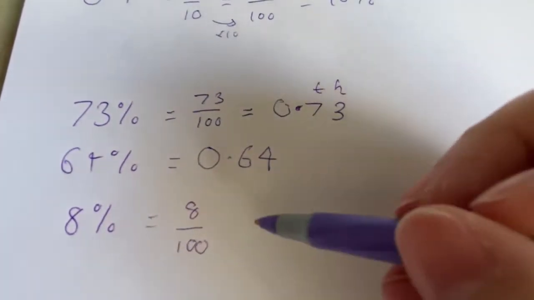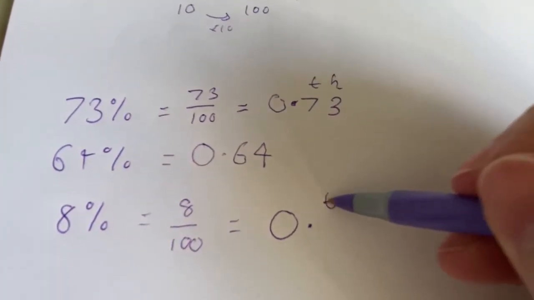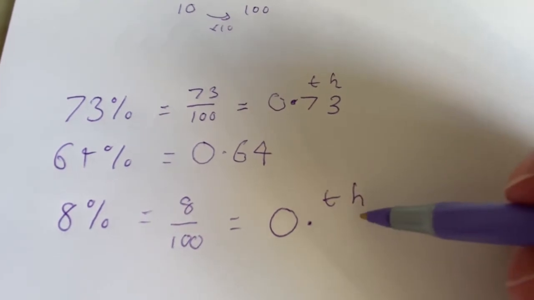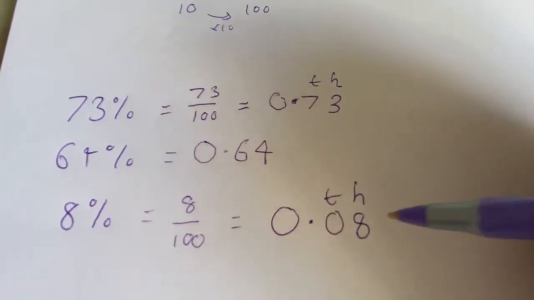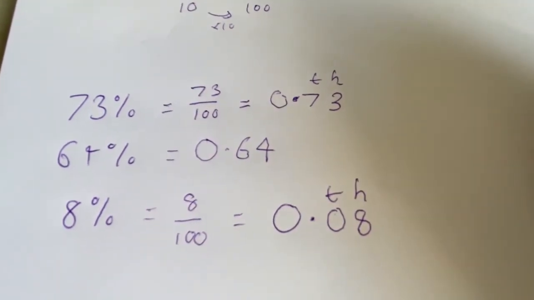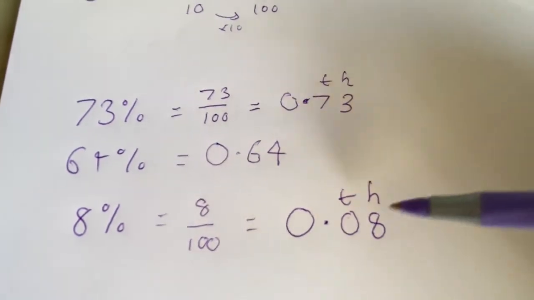That's 8 hundredths. And if I go back to my place value, I've got a 0, decimal point, tenths and hundredths. Now that's 8 hundredths, so the 8 must come under the hundredths column, and that must be a 0. So it's 0.08, not 0.8. So it's always really important to remember your decimal place value here.